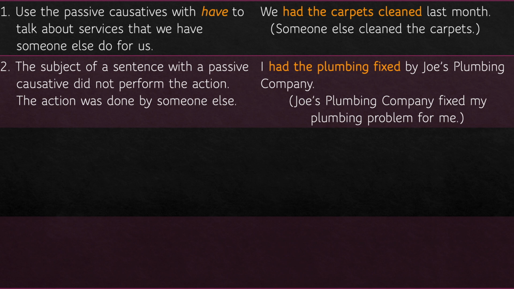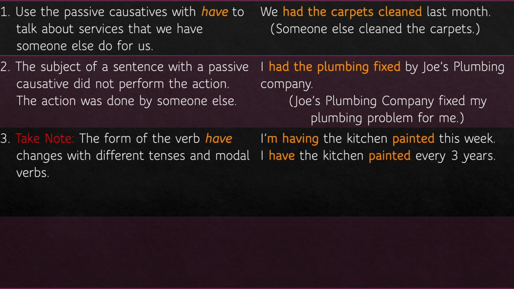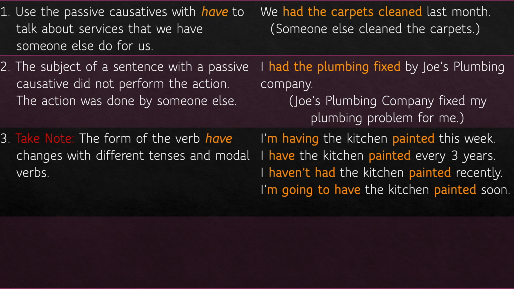Next, take note of this. The form of the verb have changes with different tenses and modal verbs. Here's some sentences to show you what I mean. I'm having the kitchen painted this week. I have the kitchen painted every 3 years. I haven't had the kitchen painted recently. I'm going to have the kitchen painted soon. And should we have the kitchen painted?